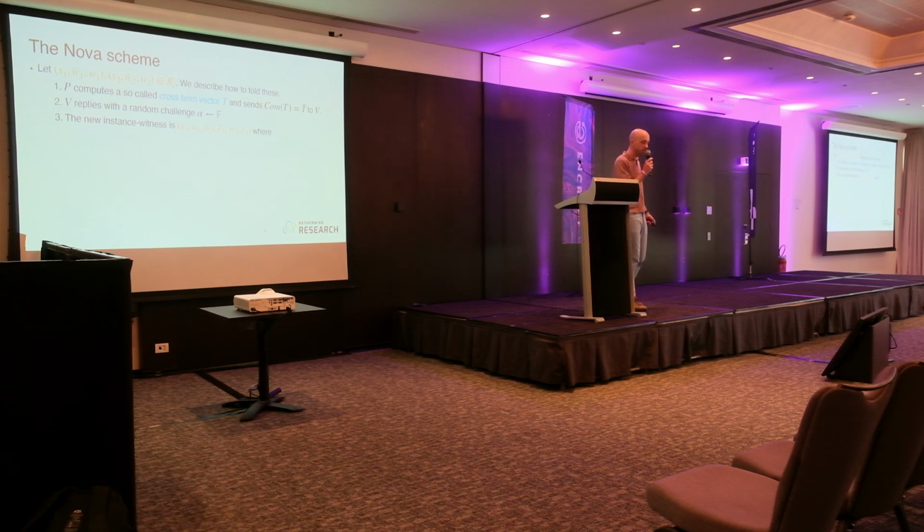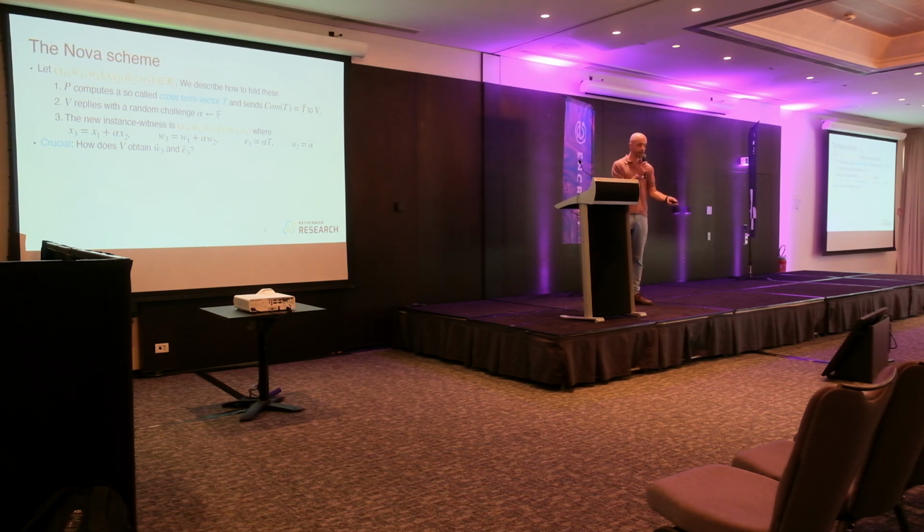And now the new instance witness pair, the result of the folding, is this tuple in here. So the input X3 is the random linear combination of the two inputs of the original instance witness pairs. The witness is again a random linear combination of the original witnesses. And then there's some decoration that comes from the relaxation of the relation. The main idea here is that you take a random linear combination of the instance and the witness. And here there's a crucial thing.